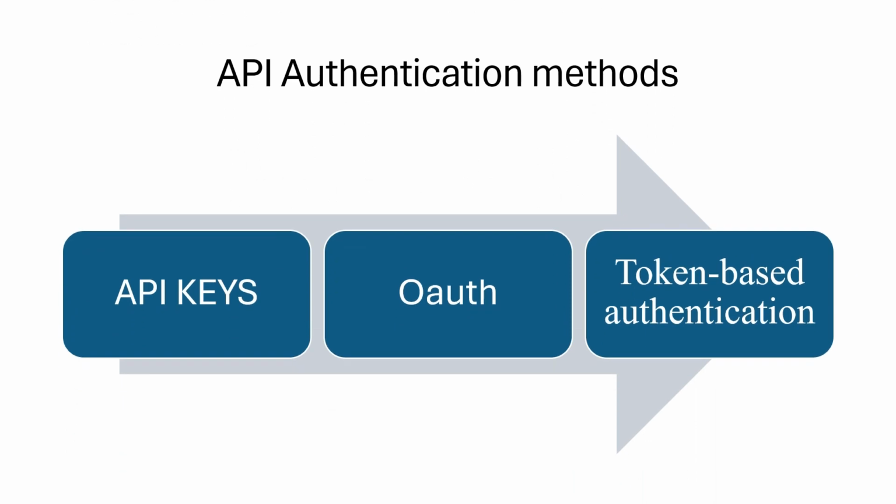Application programming interface. It defines the methods and data formats that applications can use to request and exchange information. There are three methods of API. API keys are unique identifiers passed along with an API request to authenticate the client application. Open authentication is a widely used protocol for proxy authorization. Token-based authentication involves issuing a unique token to an authenticated user.